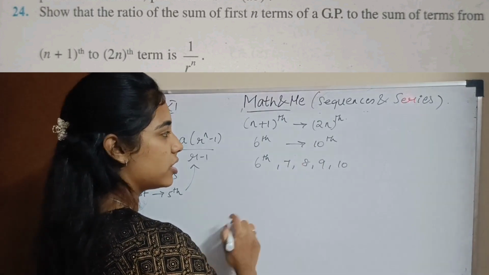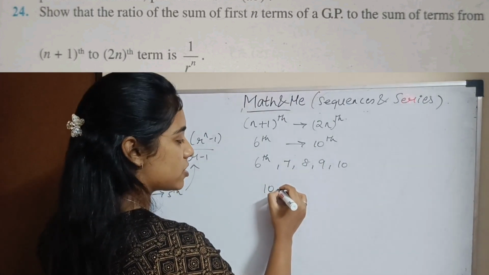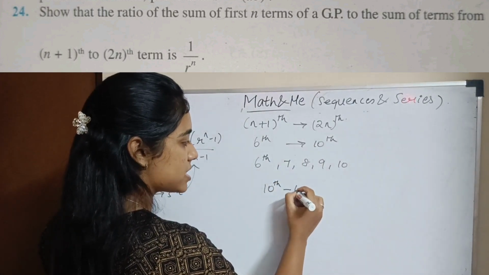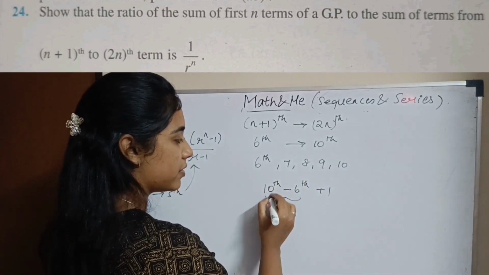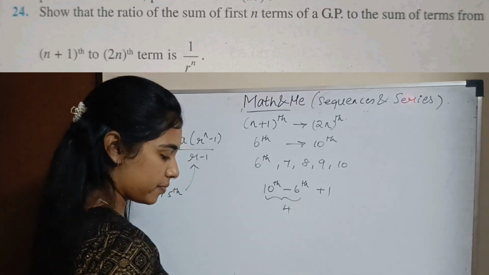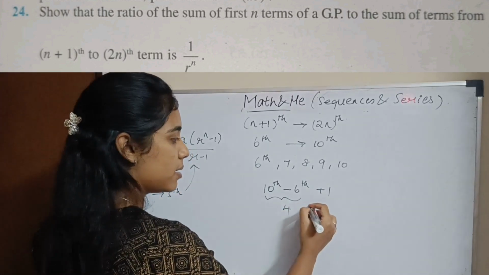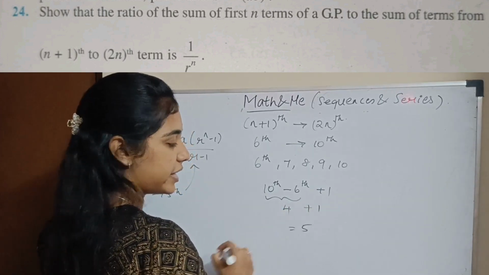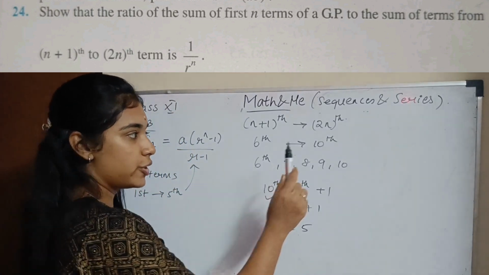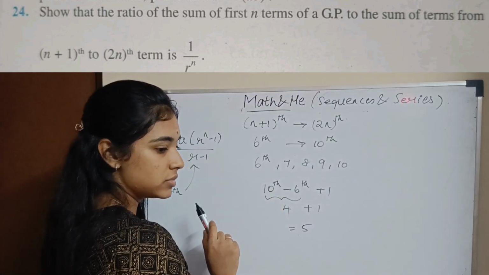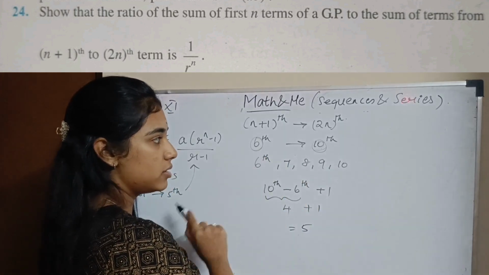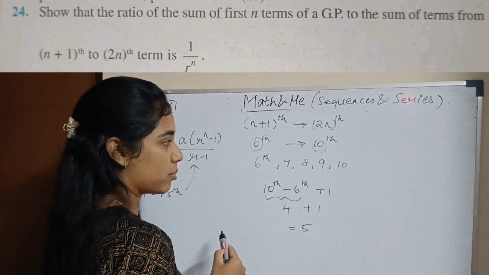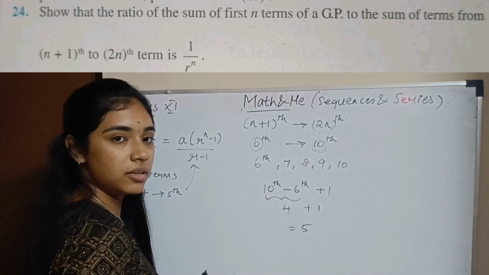What did you do here? You have the 10th term minus the 6th term plus 1. So in that, how many terms do you have? 10 minus 6 is 4, plus 1. So you have 5 terms. So basically what you do is you take the number of the last term and the number of the first term according to this problem. You subtract and you add plus 1.